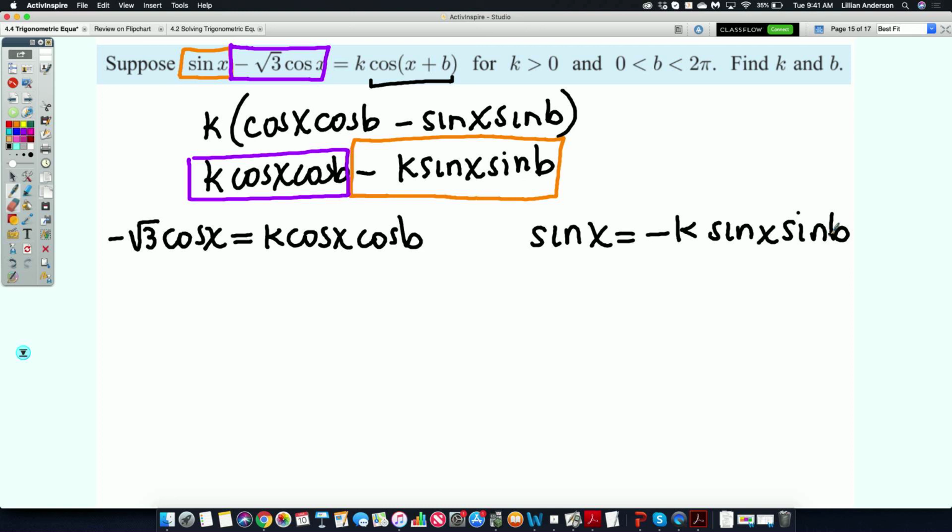So what can I do from here? Because they're supposed to equal each other. The parts in the purple, the parts in the orange are supposed to equal each other. Okay, well if I do that, that gives me a negative square root of 3 equals k cosine b. Negative sine b equals like 1, right? Because if you divide this side by sine x, you get 1. Okay, so this becomes 1 equals negative k sine b. Okay. Now what?